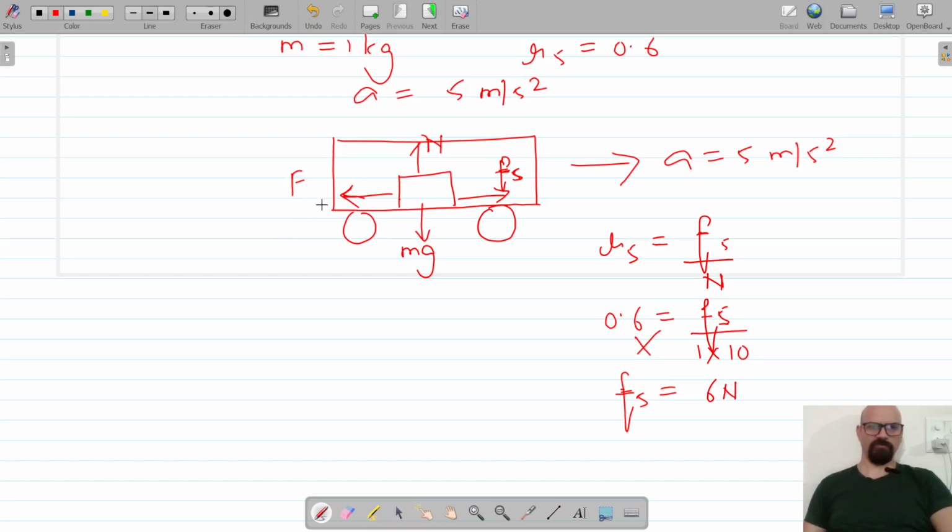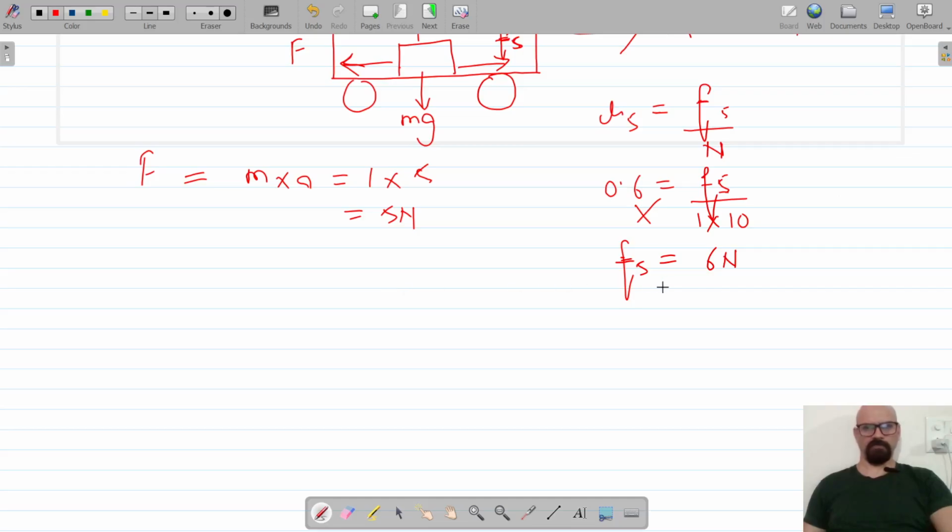Now let's calculate the pseudo force. The pseudo force is m into a, mass is 1, acceleration is 5, so this is 5 Newton. So in this case, we see that the maximum static friction is greater than the pseudo force.